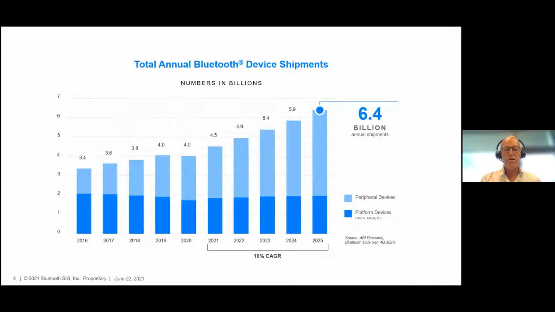Here you can see the number of devices shipped annually with Bluetooth, either in the platform device or in a device that can connect to the platforms. And as you can see, we are talking millions. There's a projection for the future as well, of course, but still it is an impressive number.